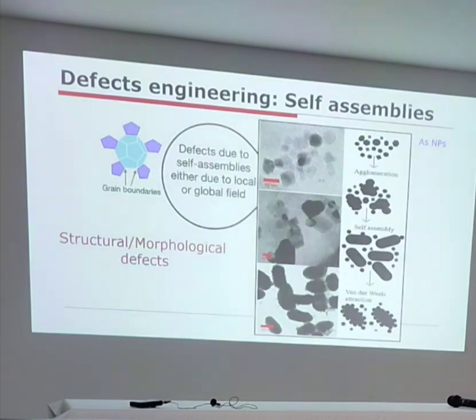Okay, another example, creation of grain boundaries. Same example, as I said, I have created small particles. Okay, these small particles tend to agglomerate because we are giving them reactive sites at their edges. As soon as they agglomerate, they try to bring small particles over the surface on the basis of certain kinds of weak interactions. Structural or morphological defects being introduced.